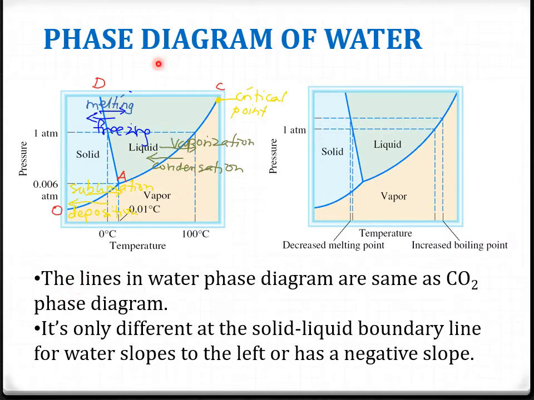From the phase diagram of water, we can see there is a phase boundary line here. I name it as O, A, D, and C point. For the OA line, it is sublimation curve. For the AD line, it is melting point curve or fusion curve, and the AC line is water vapor curve.